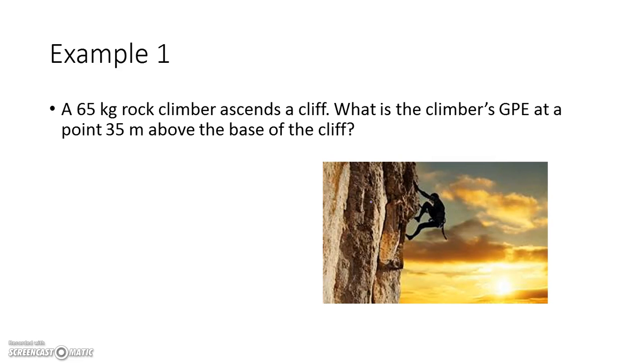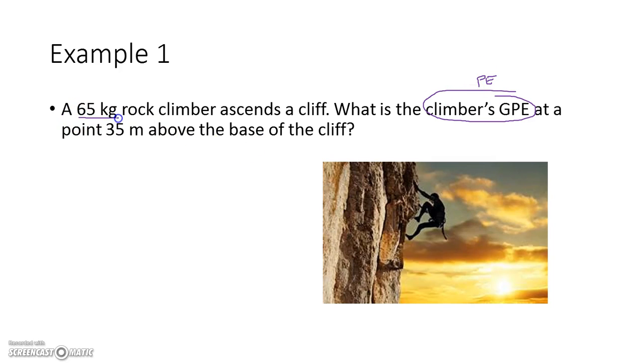Okay, so let's do an example. We have a 65 kilogram rock climber which ascends a cliff. Okay, what is the climber's GPE, or gravitational potential energy, at a point 35 meters above the base of the cliff? All right, so we need to analyze this question first. What are we looking for? Well, we're looking for the climber's gravitational potential energy. So we're looking for potential energy.